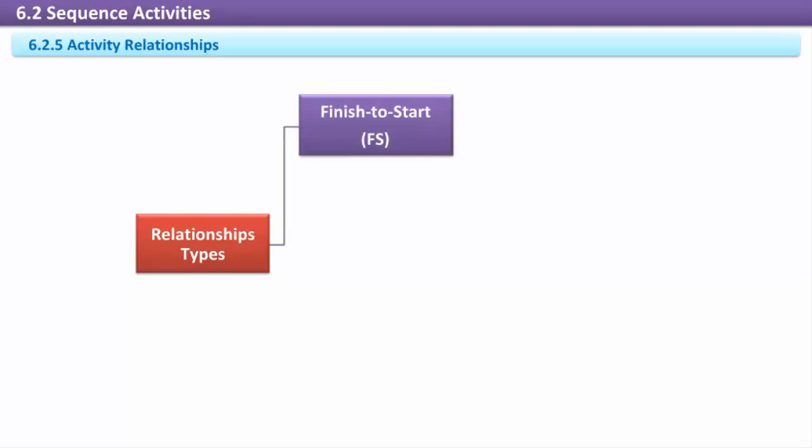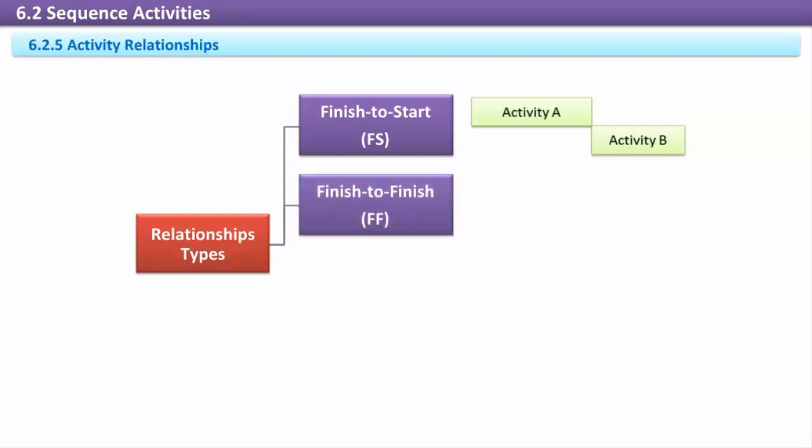There are four types of activity precedence relationships. Finish to start, FS. The successor activity can begin only after the predecessor activity is completed. Activity B can't start until activity A is completed. This is the most common type of relationship. For example, a house's concrete foundation can't be poured until the excavation activity is fully completed.